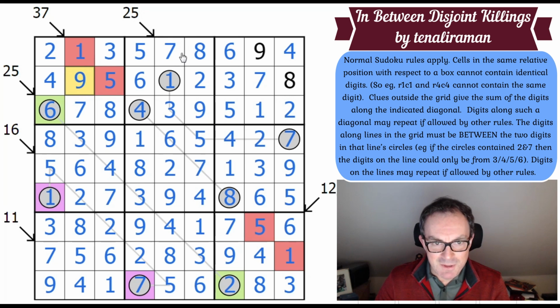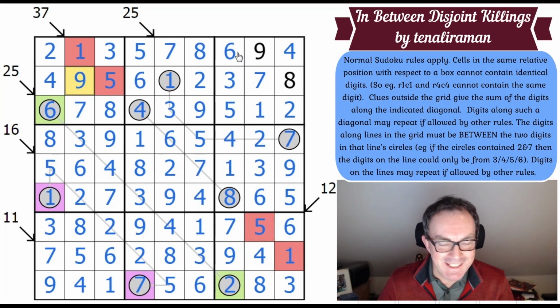And what a beautiful puzzle that is. Let's click check. Yes. Well, I solved it. That is tricky indeed. Tricky indeed, but very, very enjoyable.